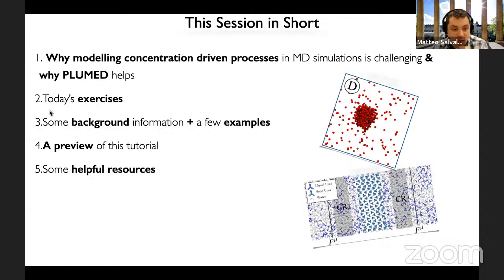After that, I will show and discuss a little bit of background and provide a few examples that are perhaps more interesting from the application point of view, but will be connected to the exercises, in order to see where the application of some of the ideas that we'll start discussing today can lead. And then I will give a preview of the material provided with the tutorial and a few hints about the resources available for this session.